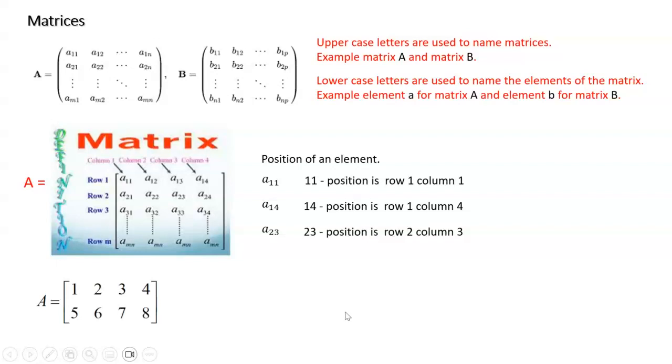Okay, now let's do a little exercise here. What is the position of the following elements? a13 means first row, third column. This will be my first row, and my third column will be the position of a 3. a24 means second row, fourth column. So this is my second row, and this is my fourth column, which will be the element 8.